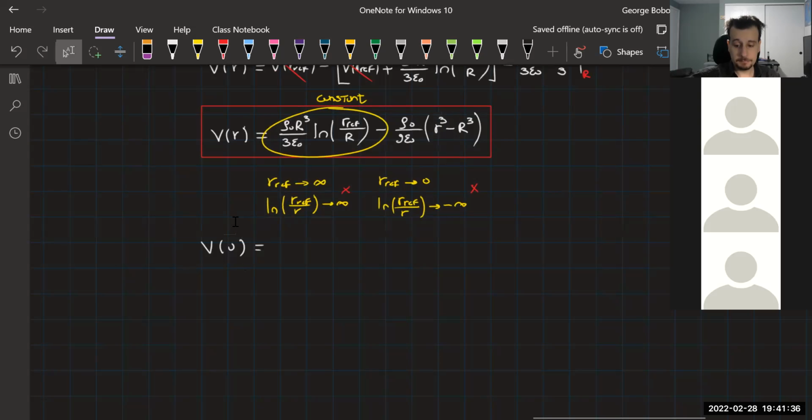So just negative r cubed? Yeah, or like cancel this, rho naught. Yeah. You cancel this guy, and whatever remains is the potential at the center of the cylinder.